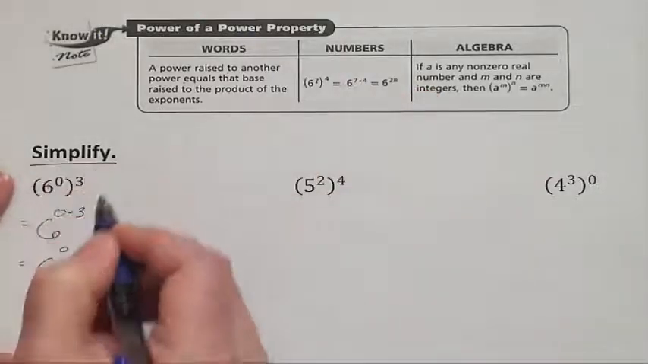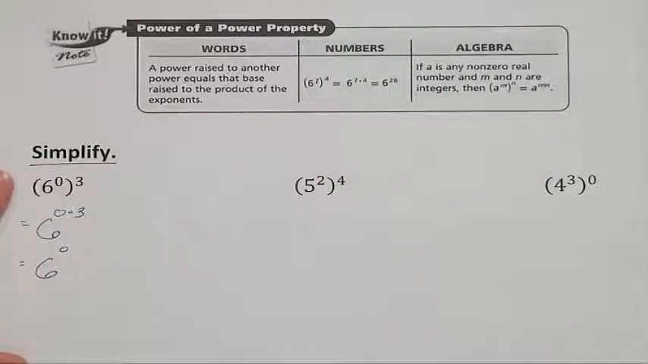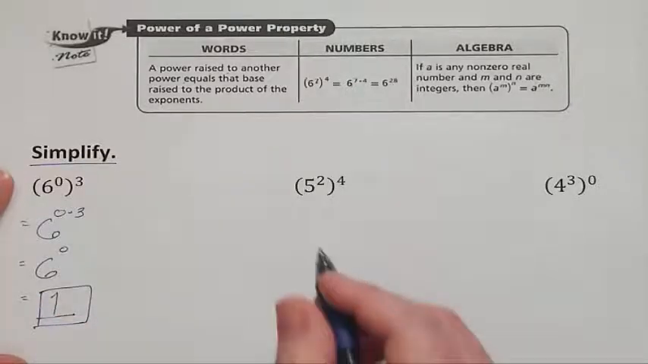But the directions say to simplify, which means you need to make sure your answer is in simplest form. This is not in simplest form. What is 6 to the 0 power? Anything to the 0 power we know is 1. So my final answer is 1. Let's go ahead and do our next problem.